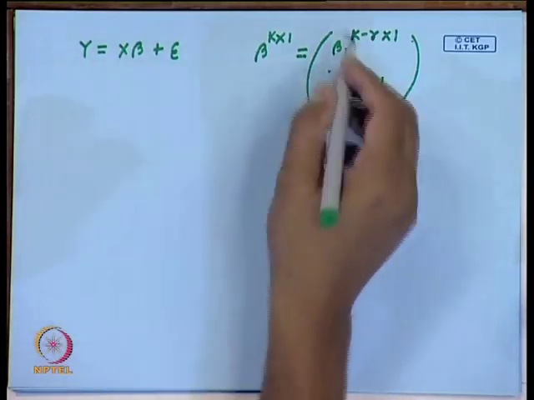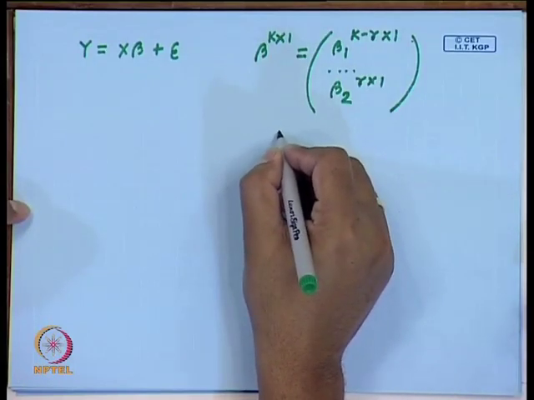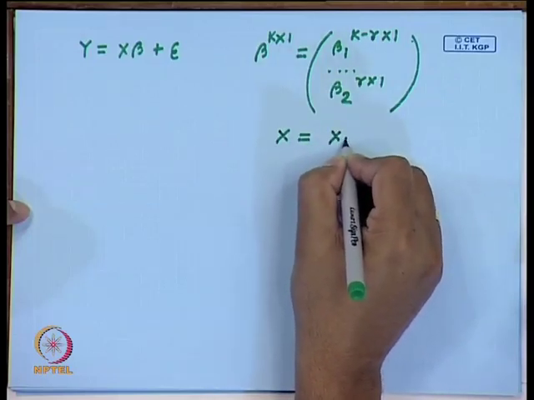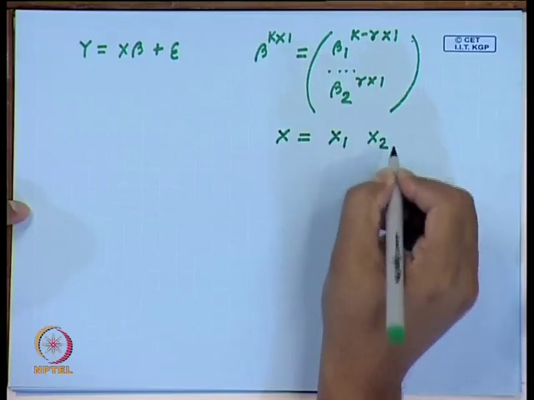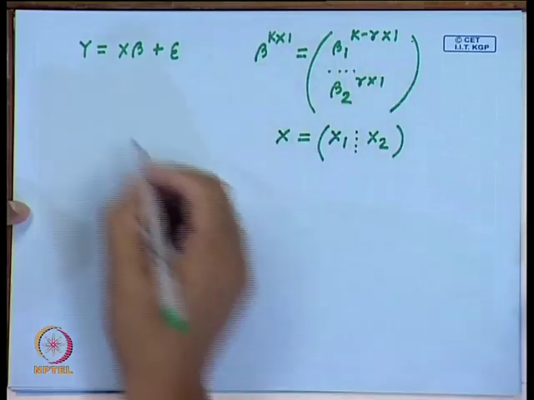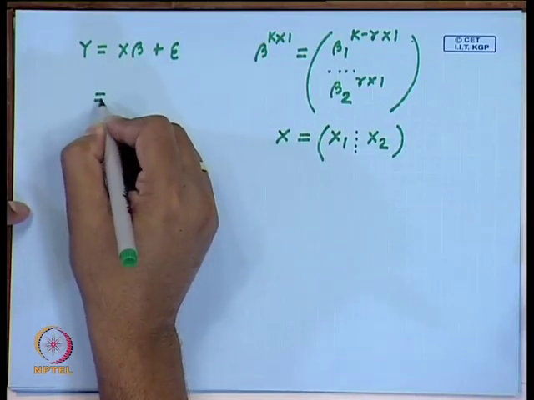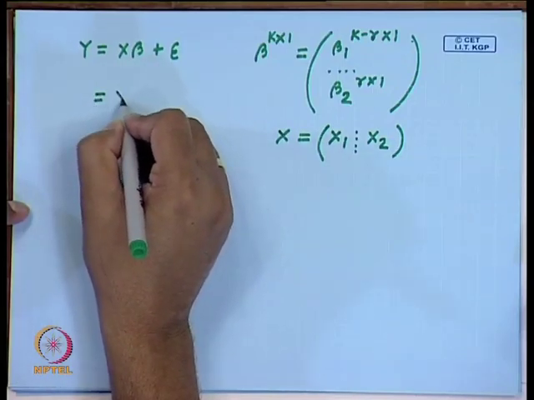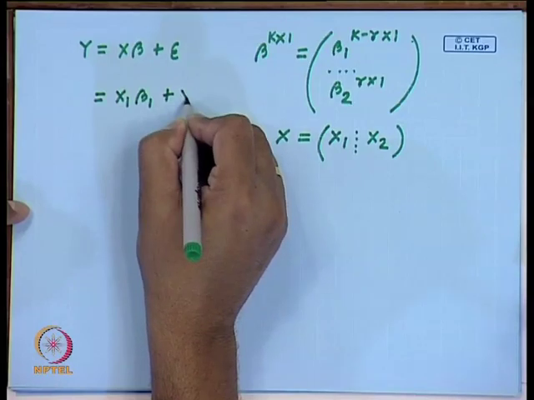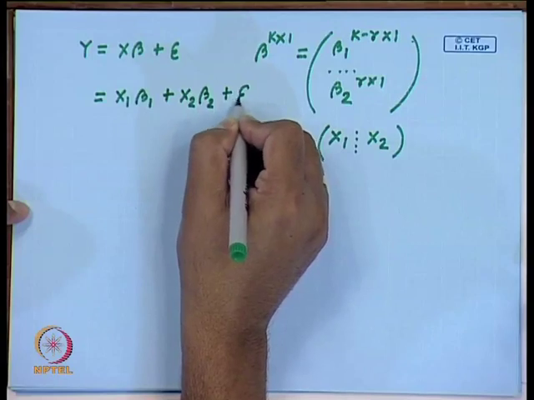Okay. Using this partition, similarly we can divide the matrix X also. X can also be partitioned into X1, X2, right? And then you can write this model as X1 beta 1 plus X2 beta 2 plus epsilon.